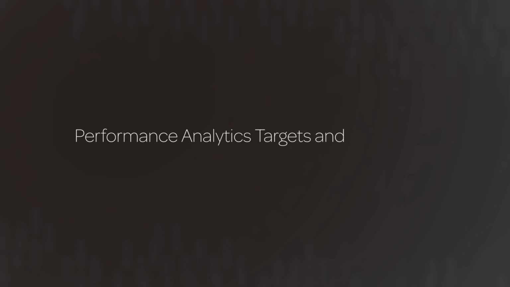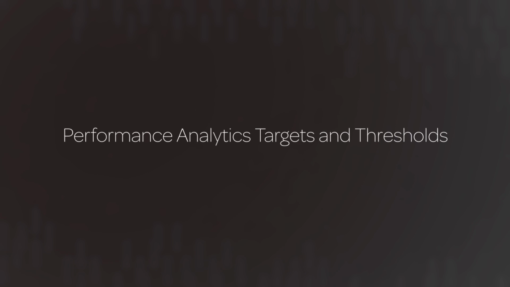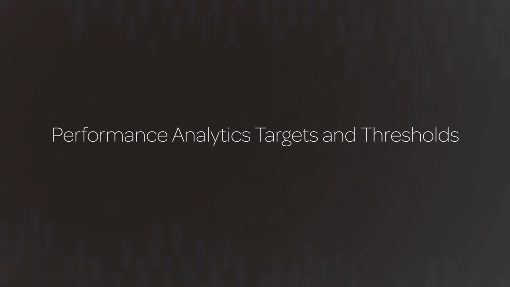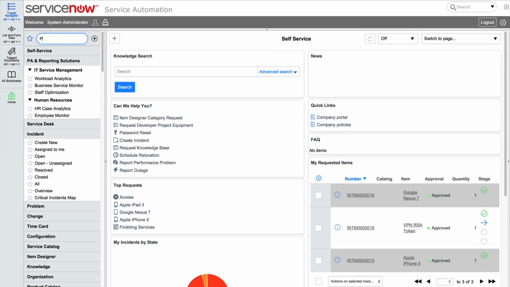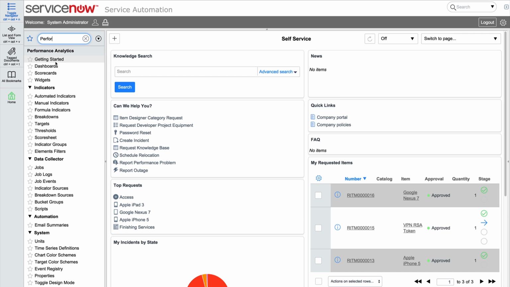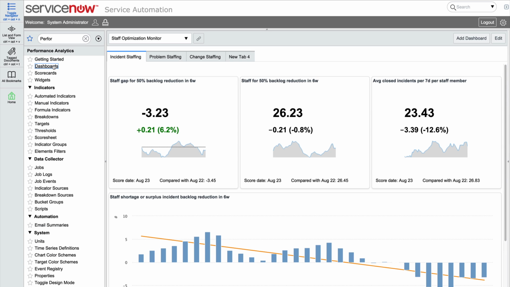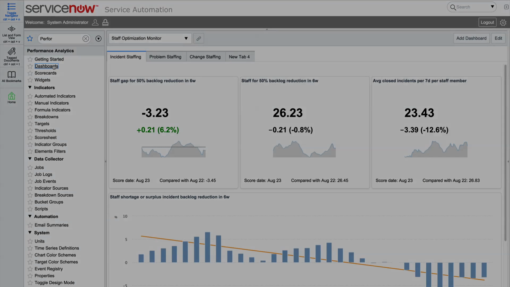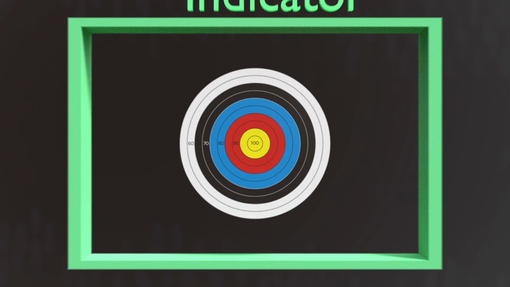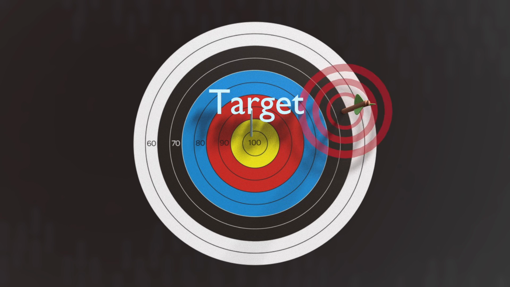In this video, we will describe performance analytics targets and thresholds and show you how to create both. In the previous videos in our series, Create Your First Dashboard and Create Your First Breakdown Dashboard, we showed you how to create dashboards with widgets that display different indicators. Now we're going to look at how to set up a target and a threshold for an indicator.